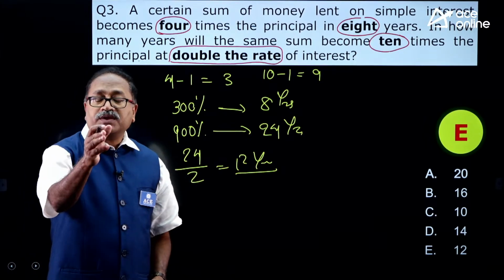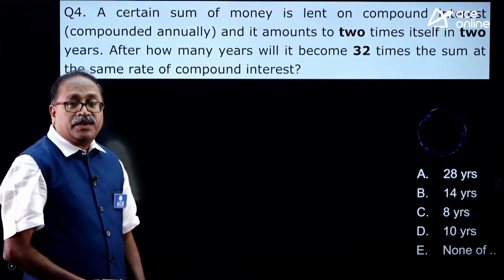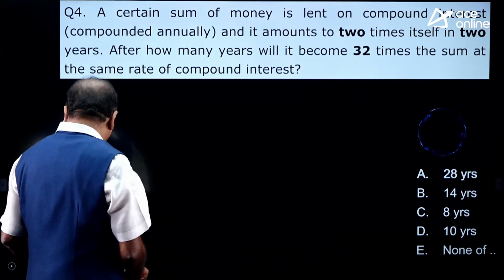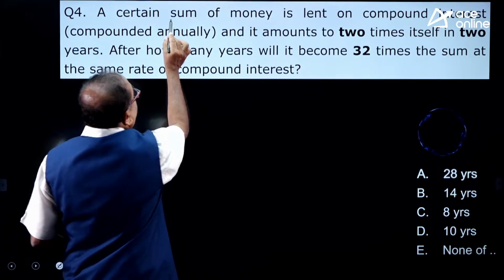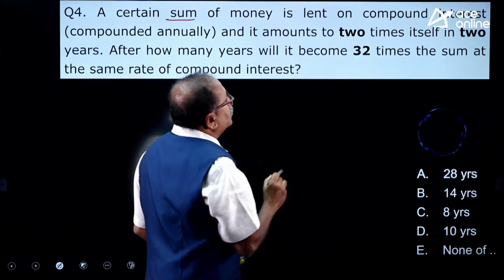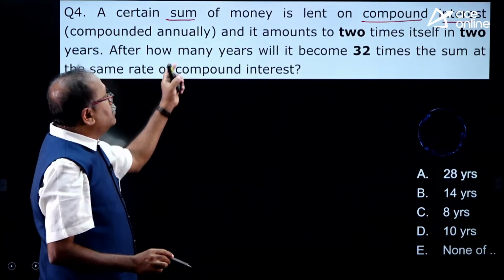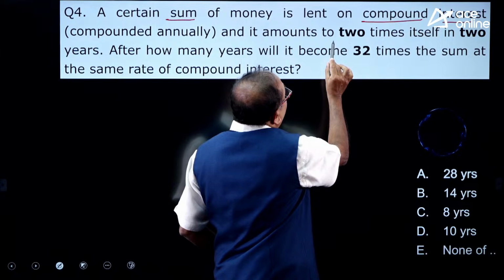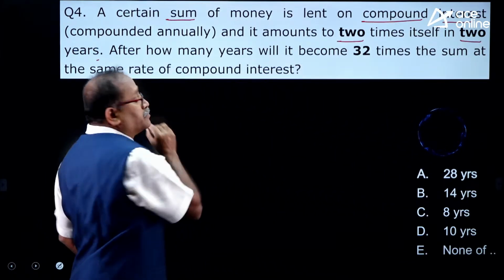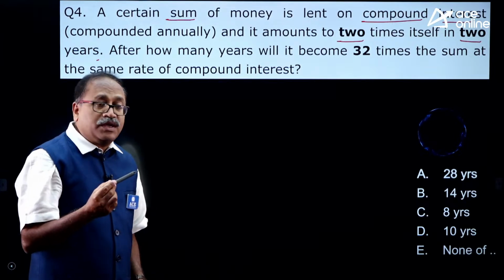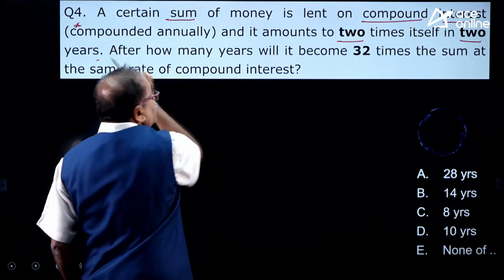Well done. The next question on the board is this. Let me read the question and then I will give some time for you to answer this. A certain sum, I don't know what the sum is, is lent on compound interest, compounded annually, and its amount is 2 times itself in 2 years. In this case it is compound interest; in the previous question it was simple interest.